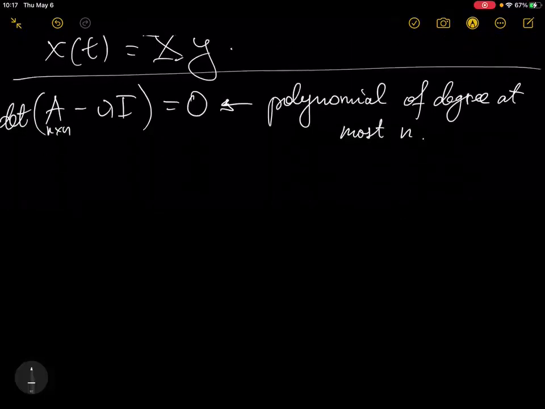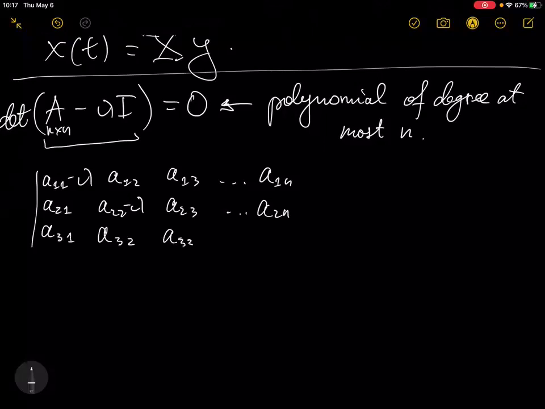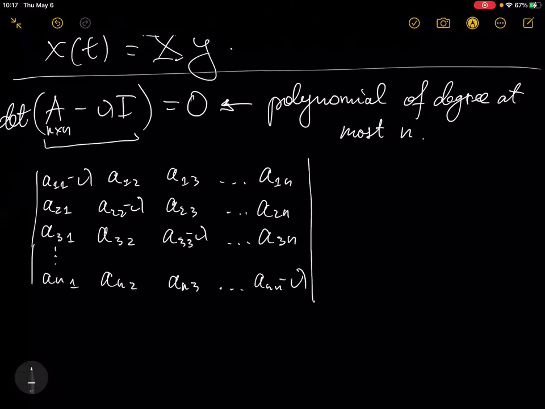Okay, but now let me tell you a little bit about this thing. It's a11 minus lambda, a12, a13, up to a1n; a21, a22 minus lambda, a23, up to a2n; a31, a32, a33 minus lambda, and so on, a3n; an1, an2, an3, up to ann minus lambda. So we need to compute this determinant, right?